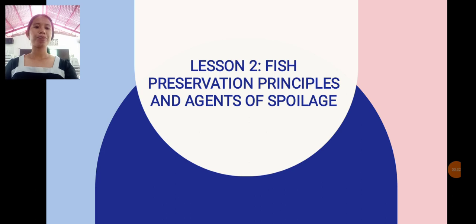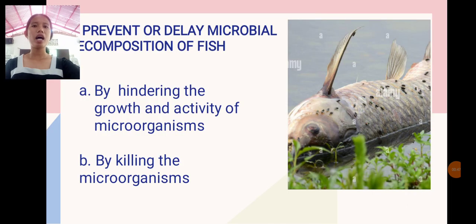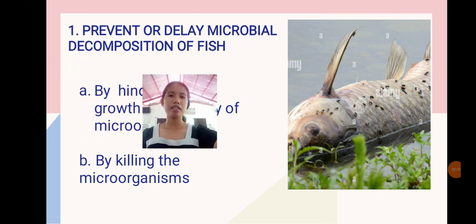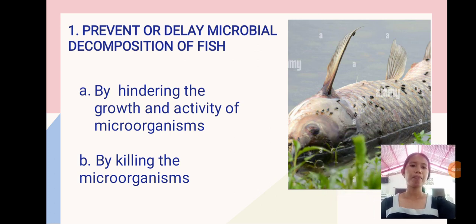Okay, so first is atong mahibaw-an ang principles of fish preservation. So naa po day mga principles of how to preserve fish. Okay, so now ang pinakauna is of course prevent or delay microbial decomposition of fish. So atong makita, di ba? Diha is ato ang pugngan or para ma-delay ang microbial decomposition of fish.